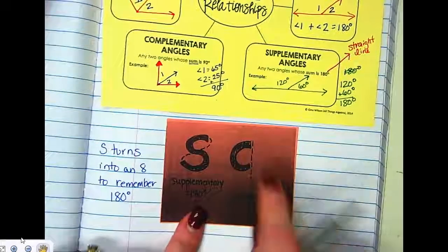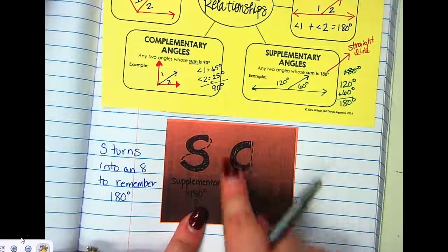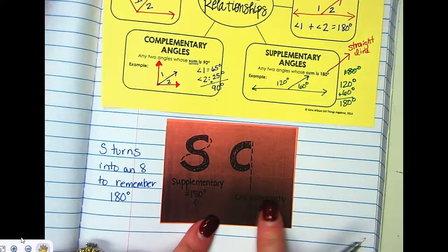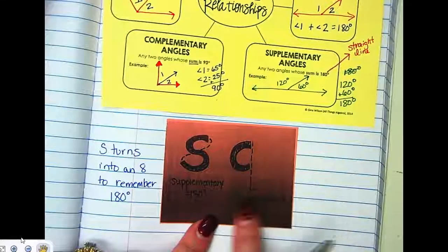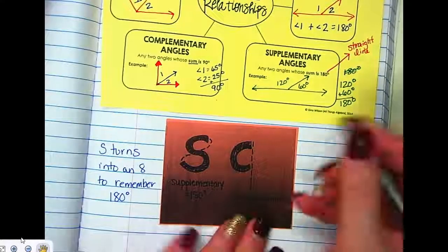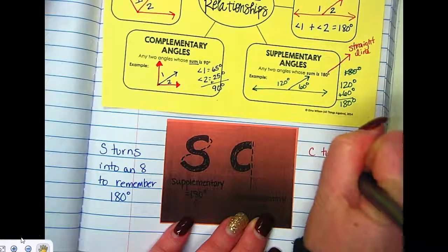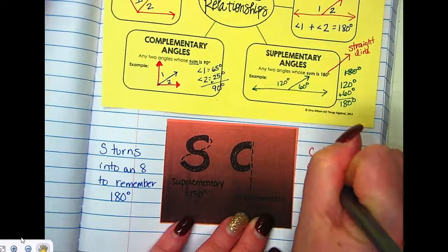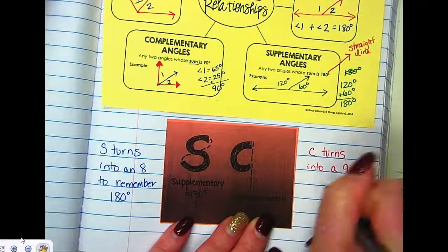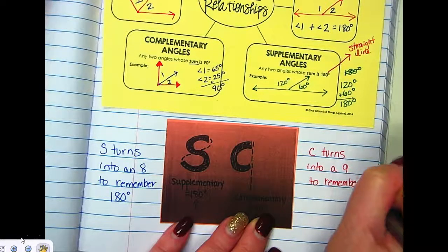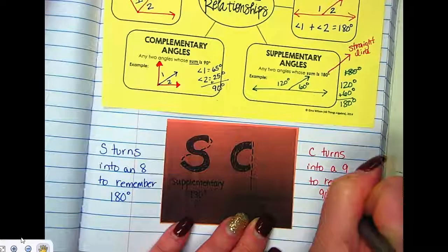This C, if I make a straight line down here, it turns that C into a what? A Q? Look right here. A 9 makes that a 9 for complementary. Complementary angles are 90 degrees. So the C turns into a 9 to remember 90 degrees. You need to start studying these.